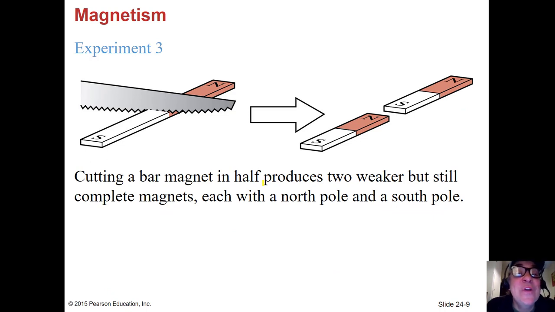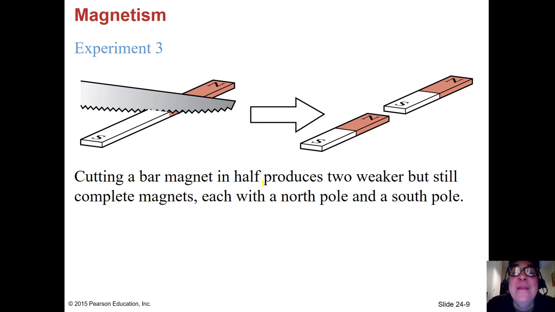Here's another experiment. So we're building some characteristics of bar magnets here. If you cut a bar magnet in half, you might think that you can get a north side and a south side. You don't. You just get two smaller magnets. And you can keep doing this and doing this and doing this, and you'll keep getting a north and south side.